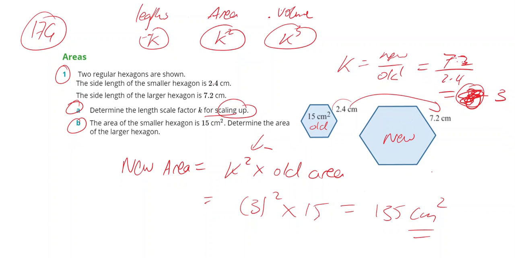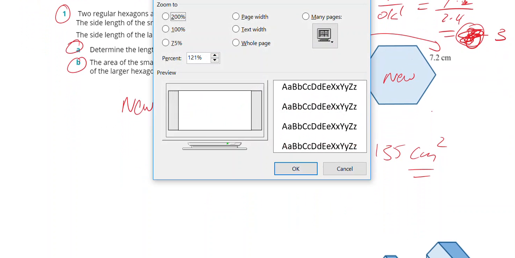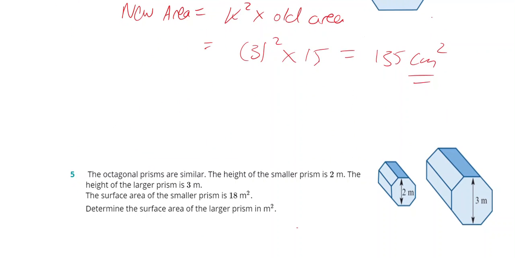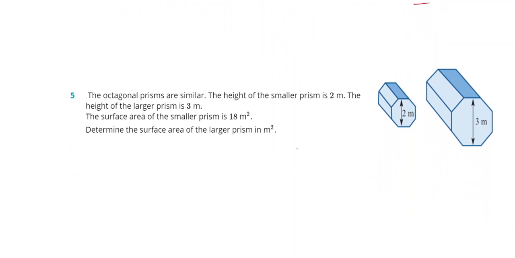Let's go down to the next question. Okay, so we'll apply this theory again to another question. Octagonal prisms are similar. Okay, so the height of the small prism is 2, and the height of the large prism is 3. Okay, so we'll call this my old, and this is my new. So let's get our K factor. We're trying to find the area of the larger prism.